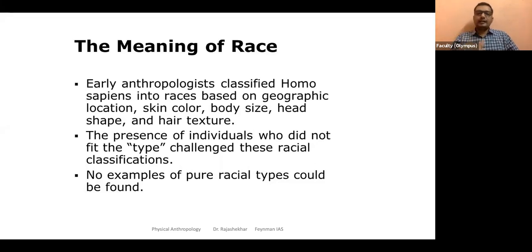So they started challenging it, and we may not be able to find pure racial types, those people who have purely those characteristics. I think over a period of time, this is getting more and more difficult because of intermixing or race crossing. Okay.